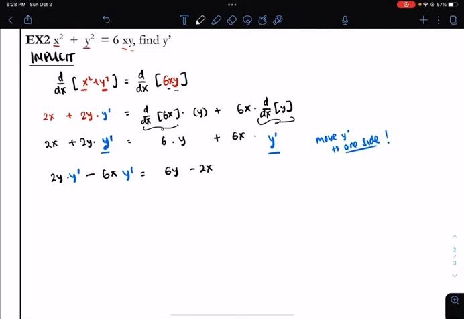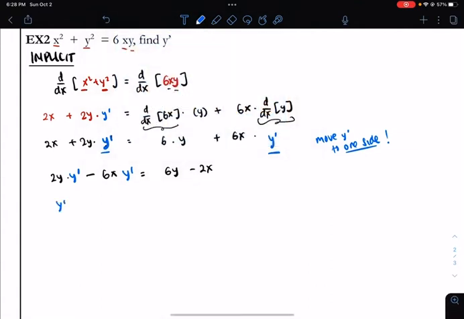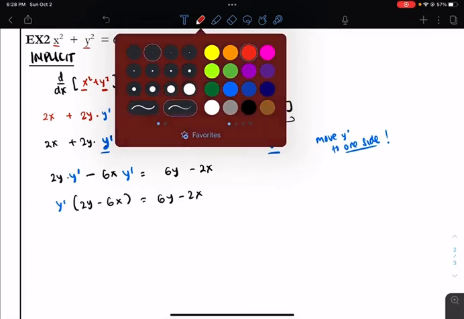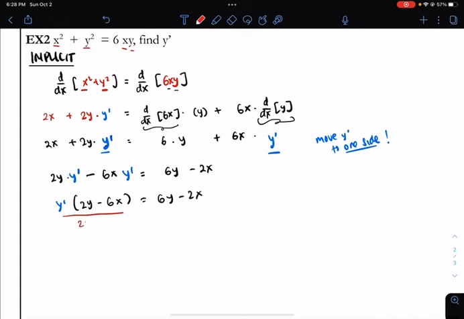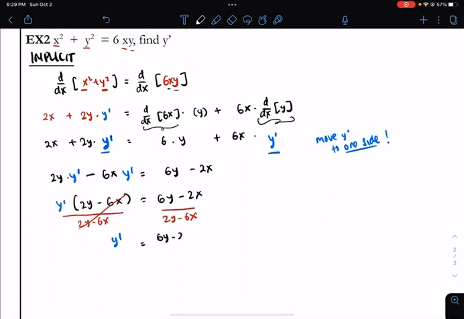What I'm going to do is factor out the y prime, just like that, because at the end I just want y prime alone, isolating y prime. So it's kind of like solving a literal equation. And I'm going to divide everything by 2y minus 6x. So now I'm left with just y prime right there, and this is my final answer.